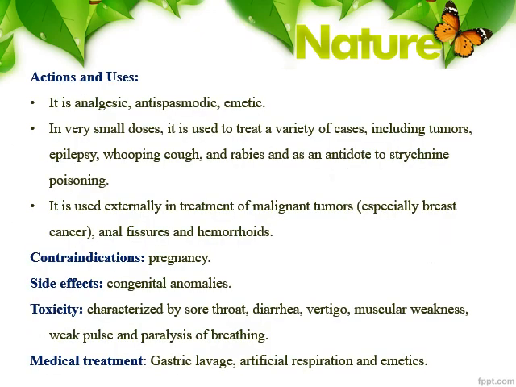The actions of conium: it has analgesic, antispasmodic and emetic effects due to the alkaloids. In very small doses it is used to treat different cases including tumors, epilepsy and whooping cough, as it is a muscle relaxant. It is also used as an antidote for strychnine poisoning, as it has CNS depressant activity. Used externally, it treats malignant tumors, especially breast cancer, and fissures and hemorrhoids.